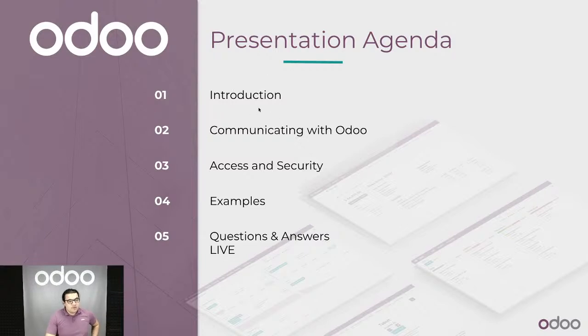First of all, we're going to start with an introduction. Why do we use API? Why would we need to use the API, etc. Then I'm going to go through the process of communicating with Odoo. How does it work? How is it different from other systems? And then I'm going to go briefly through access and security and what kind of security concerns you would have to deal with whenever you're using the external API. And last but not least, I have a couple of demos ready for today.